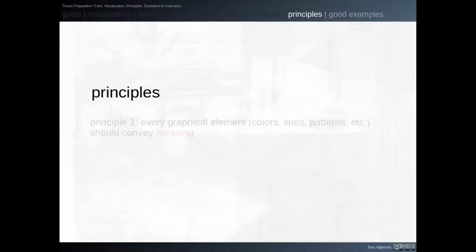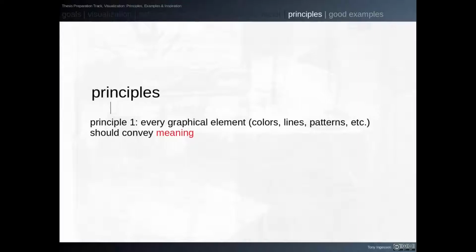Welcome to the second part of this two-part video lecture on visualization. We're going to start by looking at some principles for how to design visual content. The first principle is that every graphical element, such as colors, lines, patterns, etc., should convey meaning.